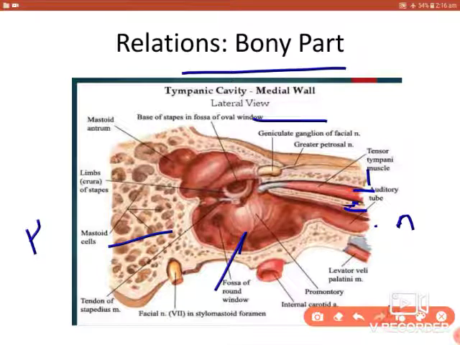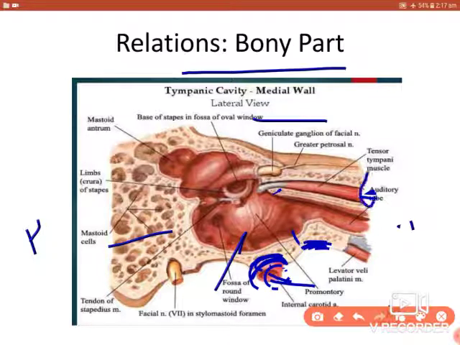So the relations are: above there is the tensor tympani muscle, and below the tensor tympani there is a bony projection towards this medial wall. That projection of the bony part is called the processus cochleariformis. Then below there is a thin part of the temporal bone. Then medially you can see the carotid canal with the internal carotid artery, and there is a plexus of nerves over there. This forms the medial relation.